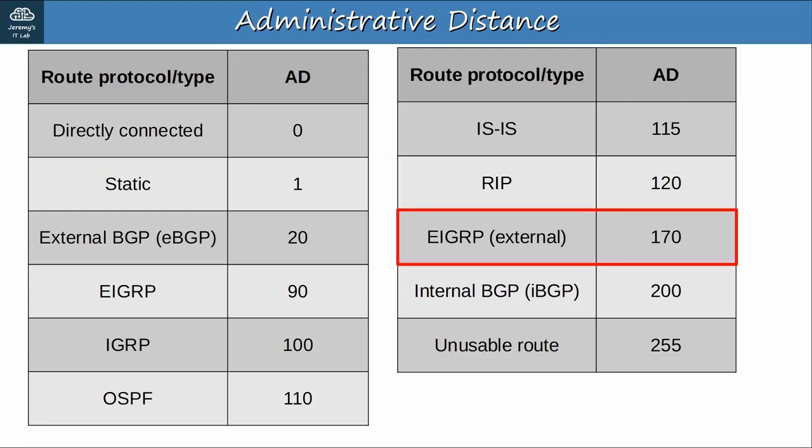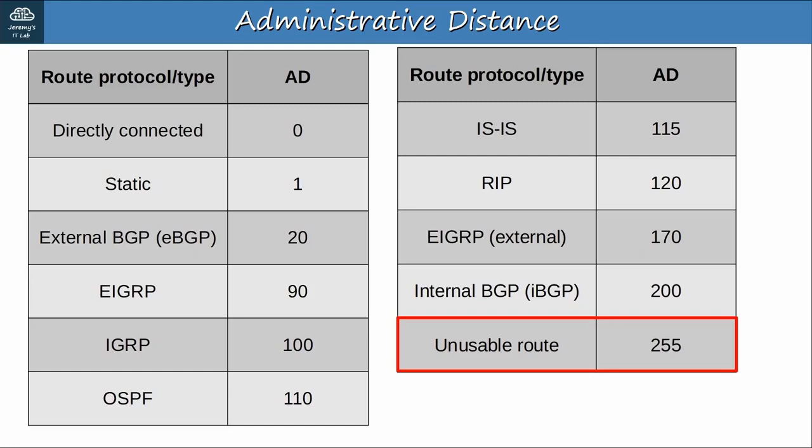However, EIGRP external routes have a higher AD, 170. These are beyond the scope of the CCNA. But basically, they are routes from outside of the EIGRP network that are then advertised into EIGRP. Then, internal BGP, iBGP, has an AD of 200. Then one more. Routes with an AD of 255 are unusable.